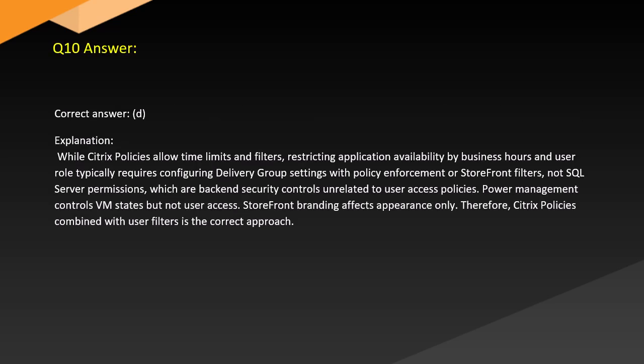Answer. Correct answer, D. Explanation. While Citrix policies allow time limits and filters, restricting application availability by business hours and user role typically requires configuring delivery group settings with policy enforcement or StoreFront filters. SQL server permissions are backend security controls related to user access policies. Power management controls VM states but not user access, and StoreFront branding is appearance only. Therefore, Citrix policies combined with user filters is the correct approach.